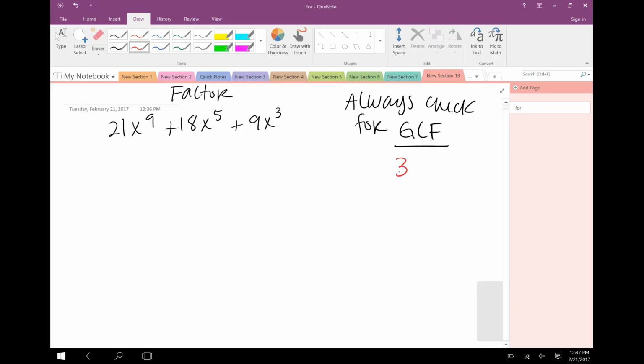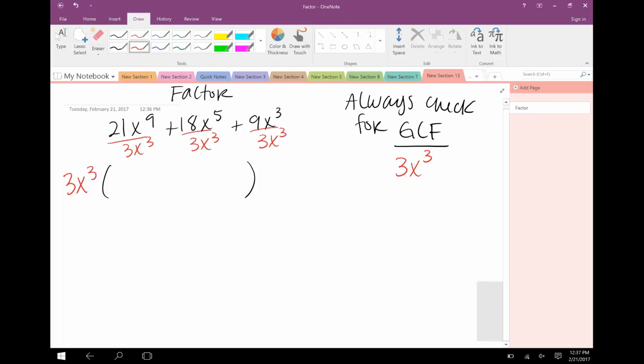3 can be divided evenly into 21, 18, and 9. And now they all three have x terms, and they have exponents. So you want to take the smallest number of exponents of x's they have in common. All three have at least 3 x's. So the GCF is 3x to the third. So if I factor that out, you're basically dividing everything by 3x to the third.